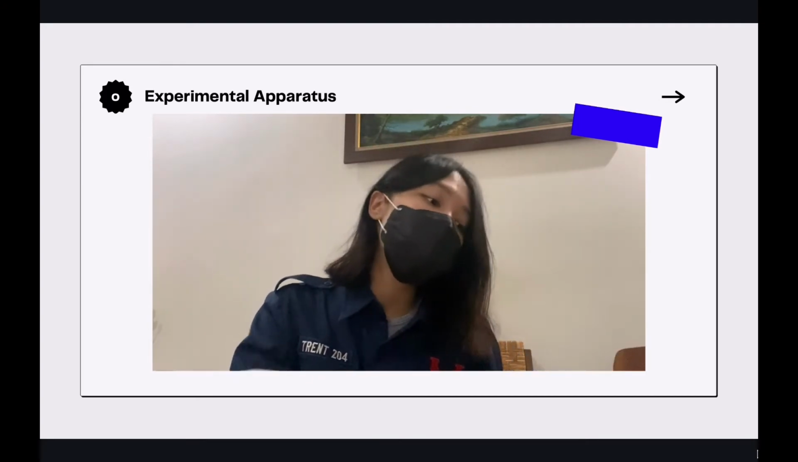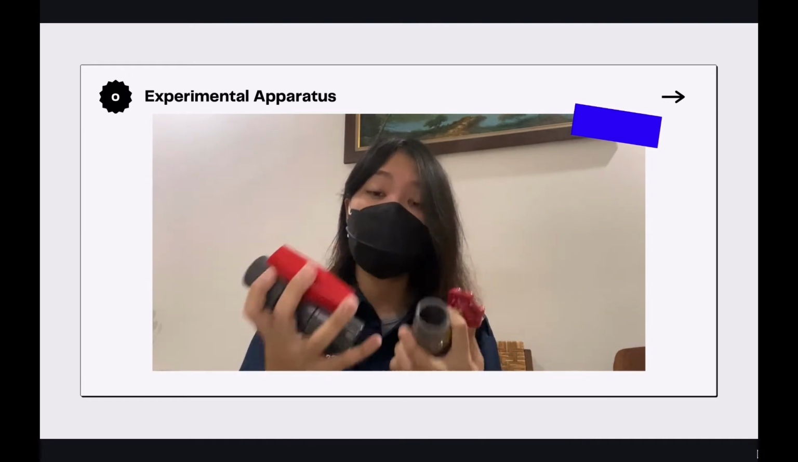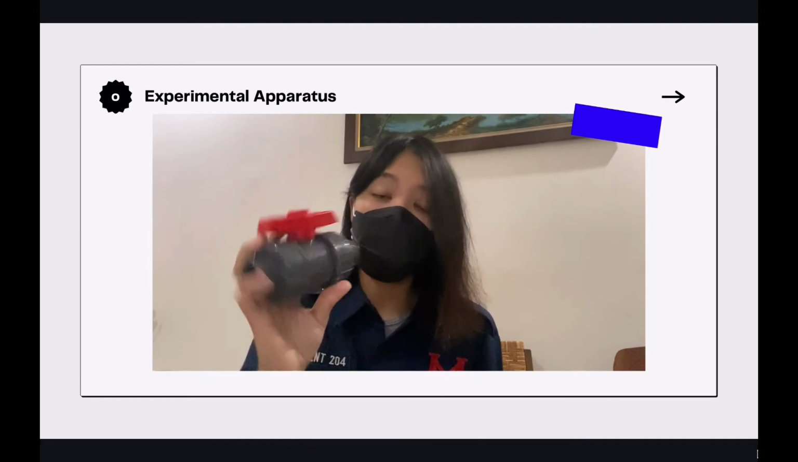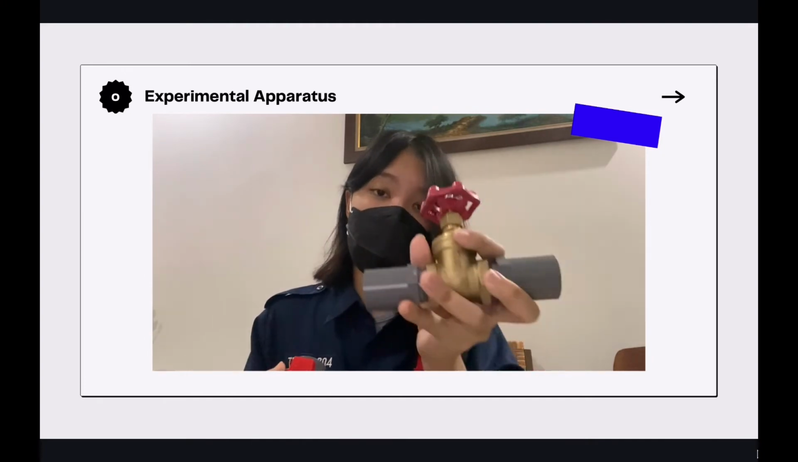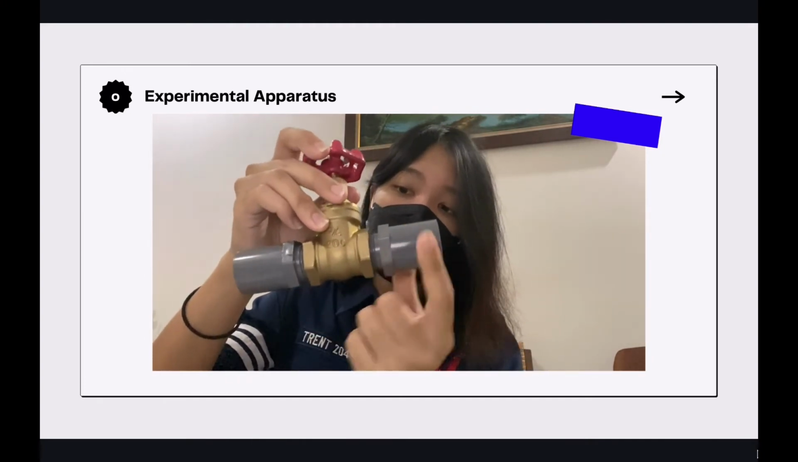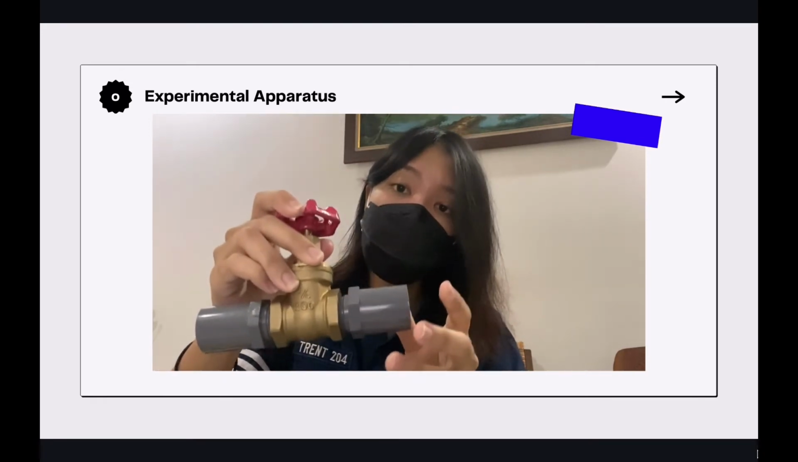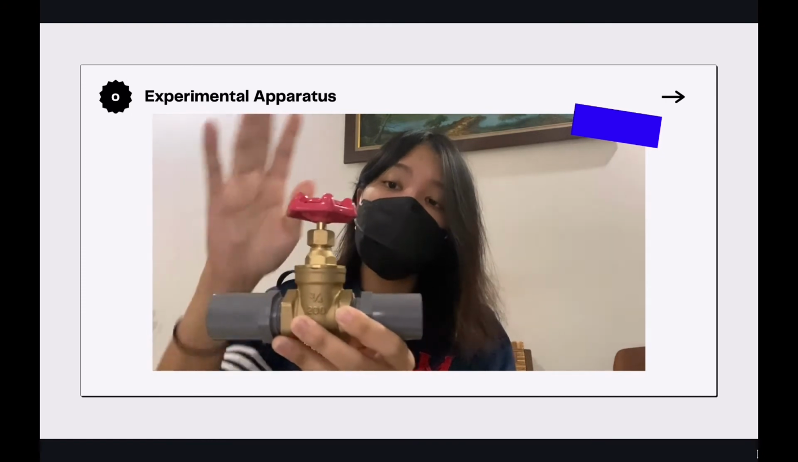And then we have our valves. So in this experiment, we will be using two valves. We will be using a ball valve as well as a gate valve. As you can see here, this is the gate valve, and these are valve sockets. So we are able to connect the pipes of the pipe system to this gate valve.